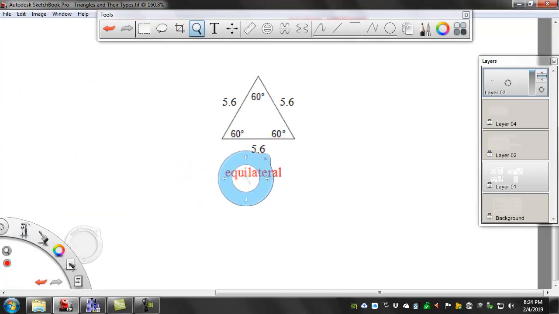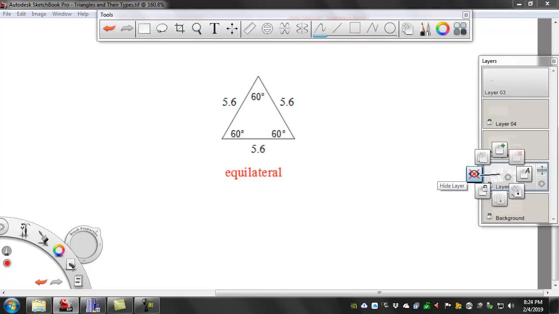And then the last one we know is an equilateral triangle. We've already talked about that we have three equal sides, so all the angles have to be the same measurement as well. Okay, let's leave that for a second.